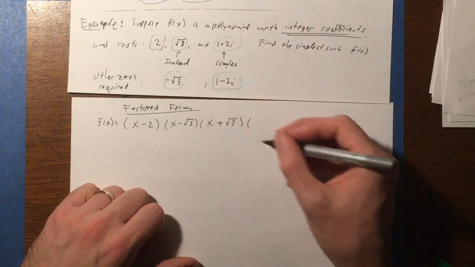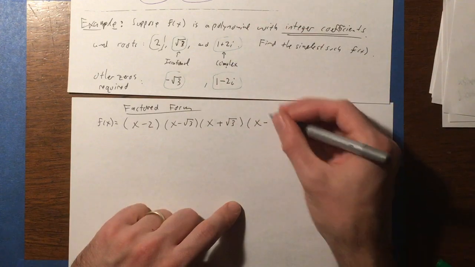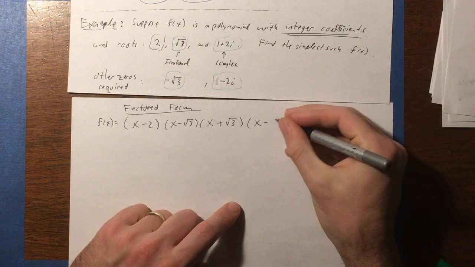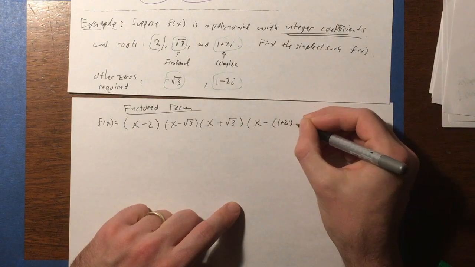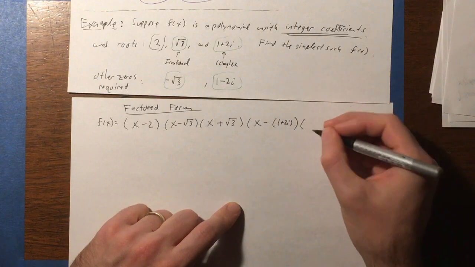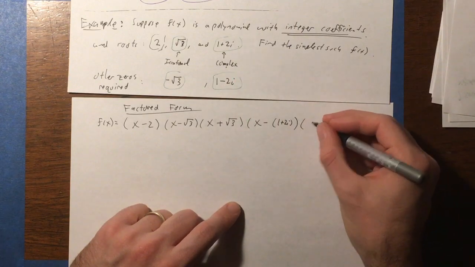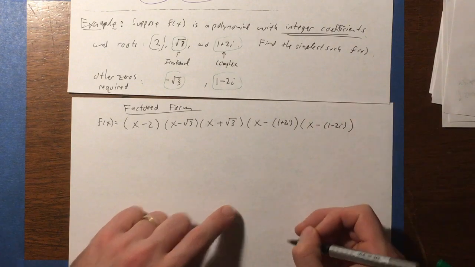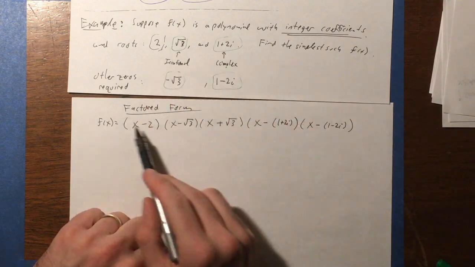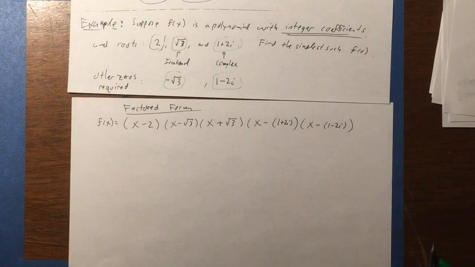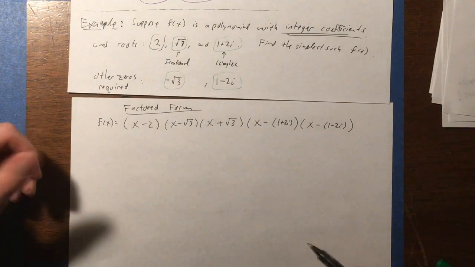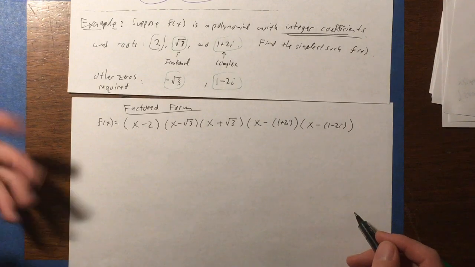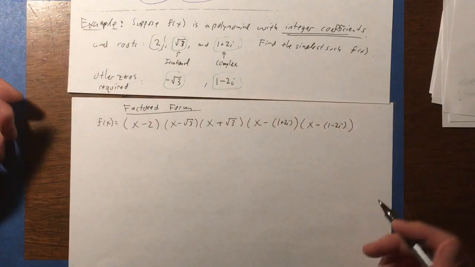And then we'll do it for the complex numbers, x minus... I like to put complex numbers in parentheses if they have two terms. So x minus (1 plus 2i), and then for the other complex conjugate, x minus (1 minus 2i). Each of these zeros corresponds to one of these factors. Technically, this here is the simplest polynomial function that satisfies these requirements.